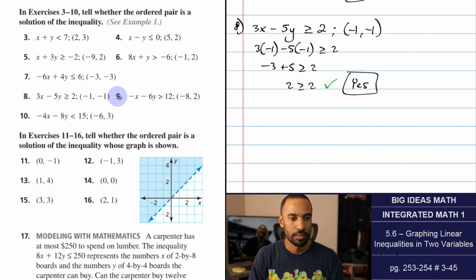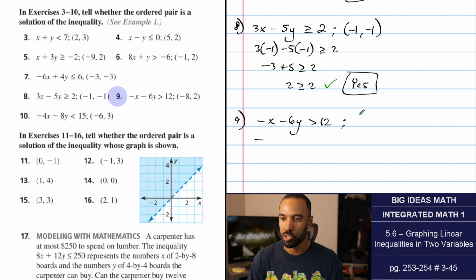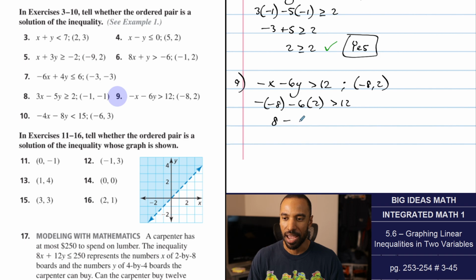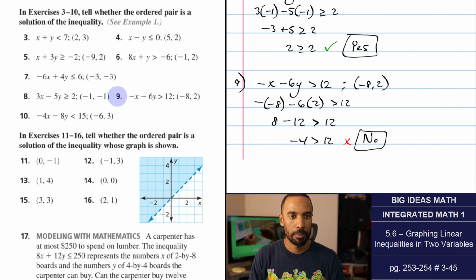Number 9. We have negative x minus 6y is greater than 12. So this is the opposite. Oh, we have to substitute negative 8 and 2. So this is the opposite of negative 8 that substitutes, and then minus 6 times 2 here. So that's 8 minus 12. Is 8 minus 12 greater than 12? Heck nah. Negative 4? Heck nah. Nope. Not true. And then number 10.